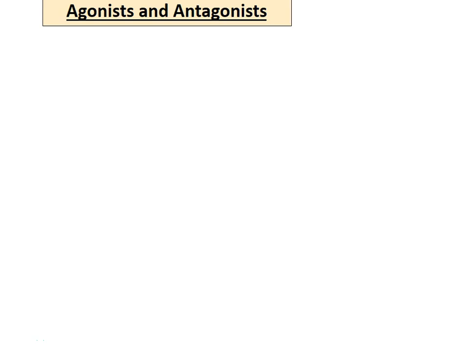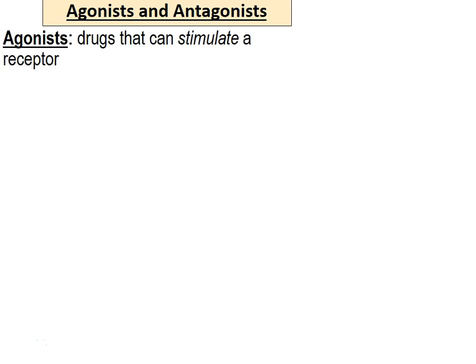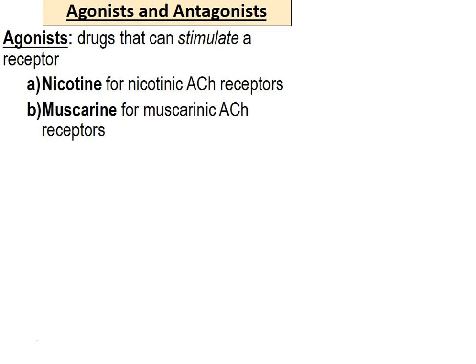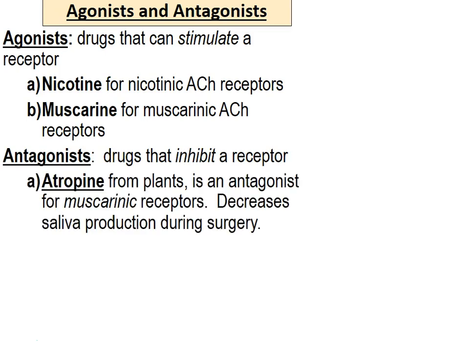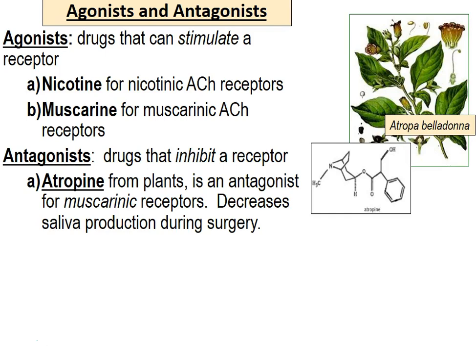We also talked about how drugs are based on a knowledge of how receptors work. For example, agonists are drugs that can stimulate a receptor, such as nicotine for the nicotinic acetylcholine receptors and muscarine for the muscarinic acetylcholine receptors. And then antagonists are drugs that inhibit a receptor, such as atropine, which is an antagonist for a muscarinic receptor. One use is during surgery, it will decrease saliva production from a patient. Atropine is from this plant, Atropa belladonna.